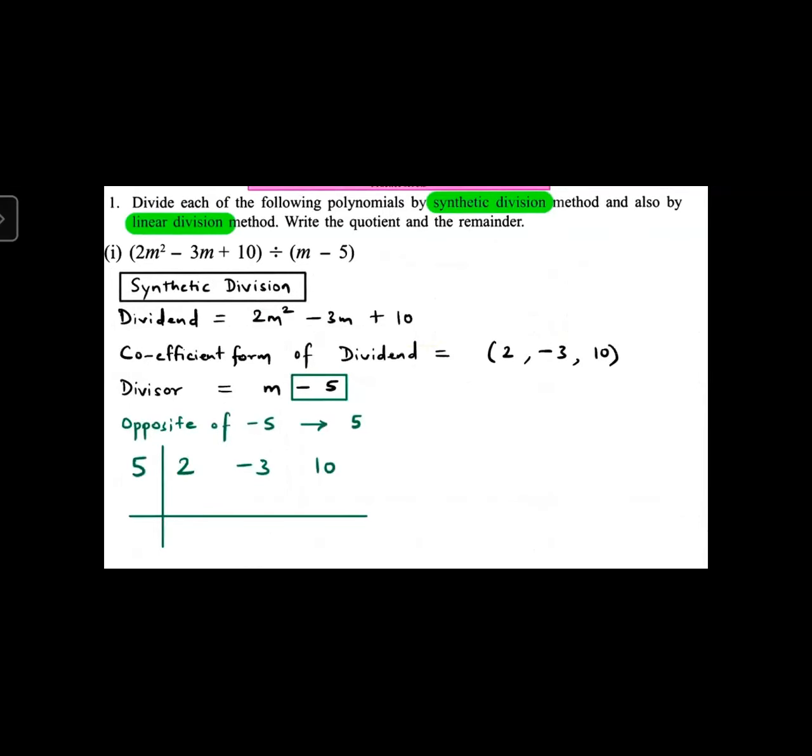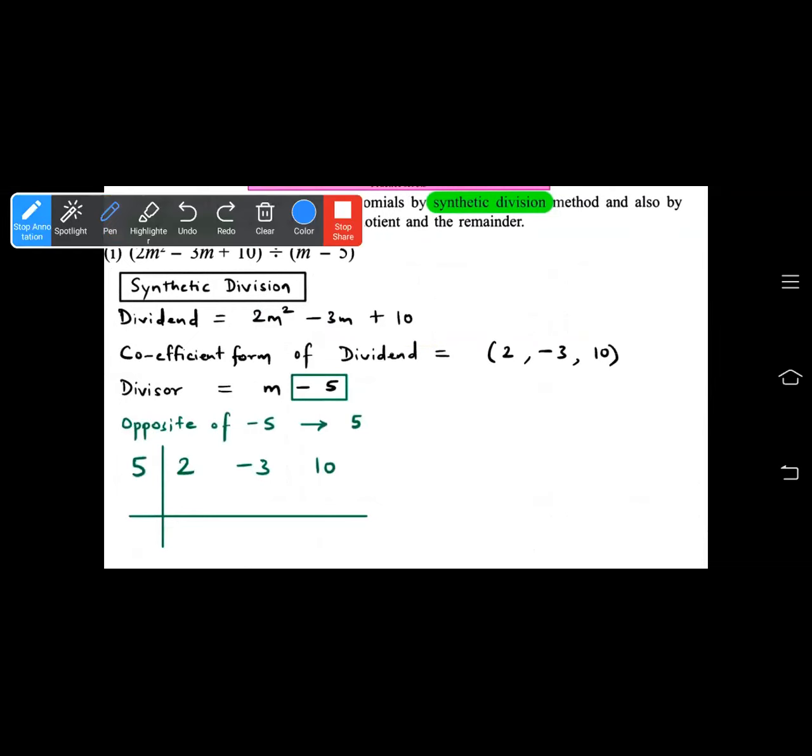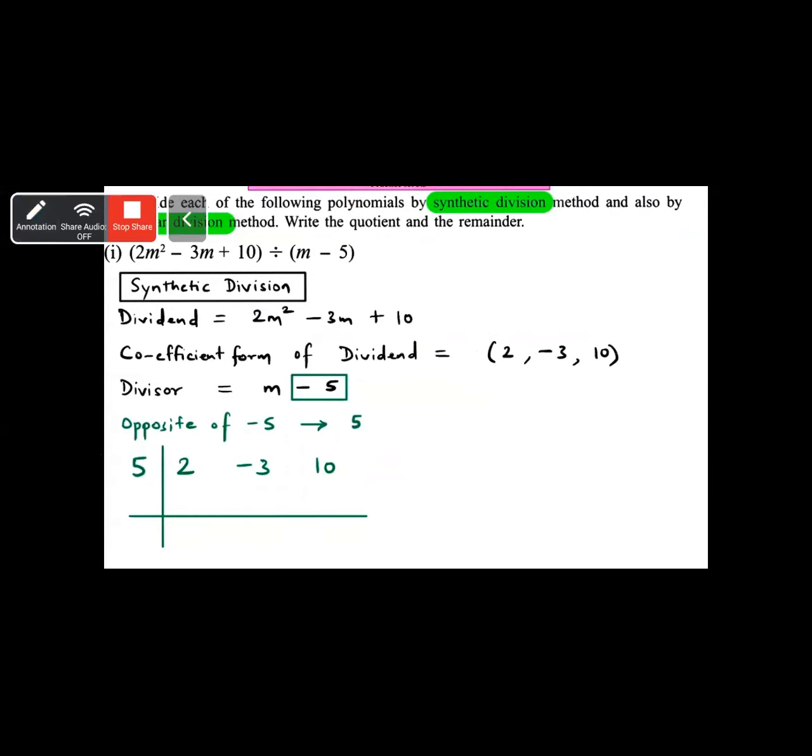So we will start with this 2. This is your coefficient form: 2, -3, 10. You have to write it in the first row, and to the left of the vertical line you have to write this 5, the opposite of -5. Now your chart is ready. That means your table is ready. You just have to start solving.